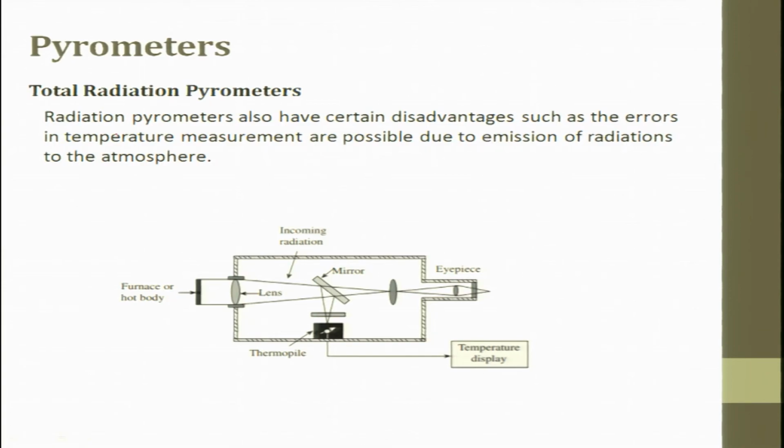So, you can see here another type. A total radiation pyrometer also has certain disadvantages, such as errors in temperature measurement, which are possible due to emission of radiation to the atmosphere.